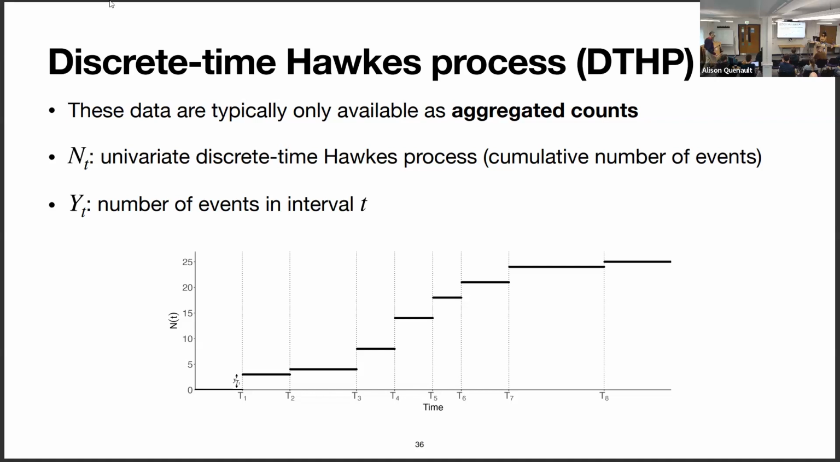And so if we define our Hawkes process as N_t, it's literally just keeping track of how many events have occurred up until time t. And then we have Y_t, which we call the size of each of the jumps in that process. So if we have N_t on the y-axis here, up until time t1, we have no events. Then it jumps up by Y_t1 until time t2, jumps up by Y_t2, and continues in that way.